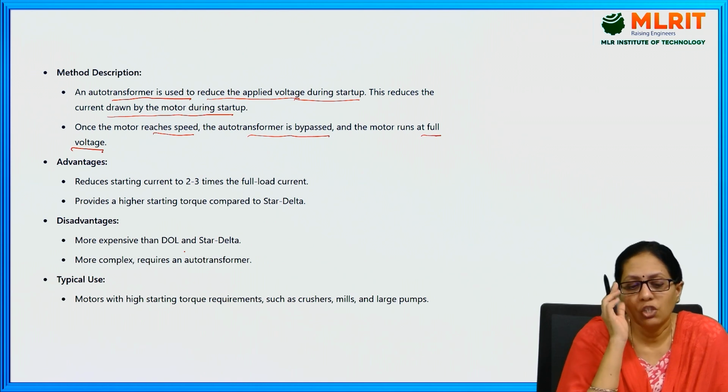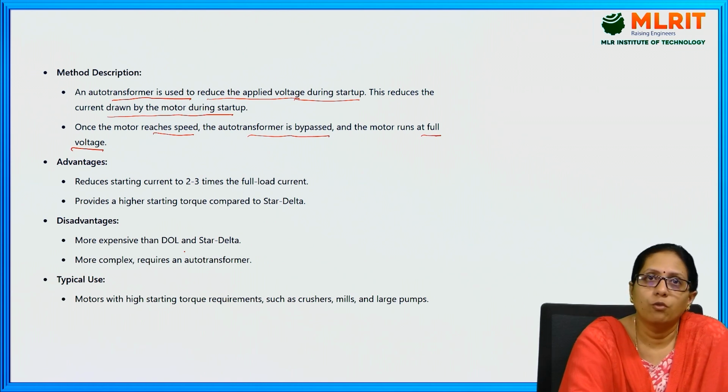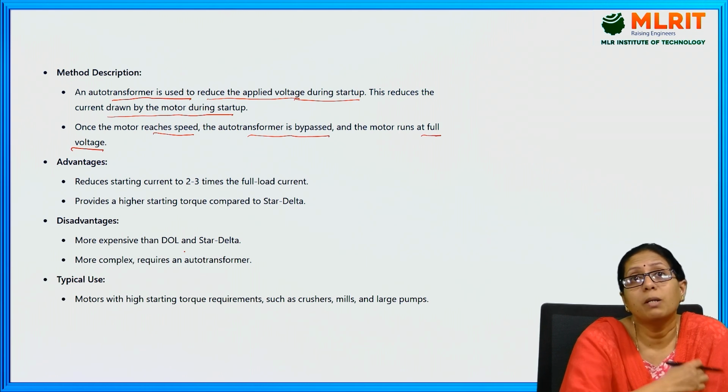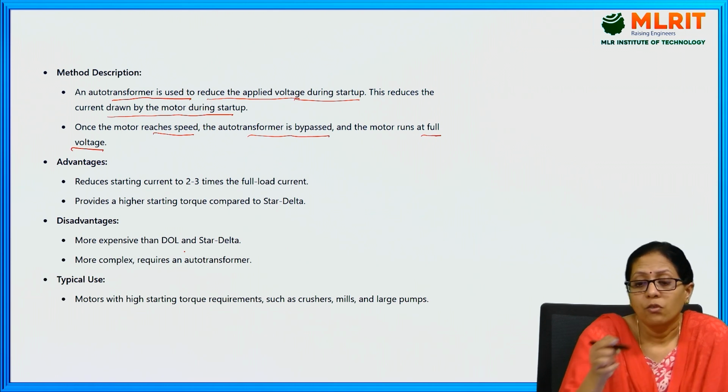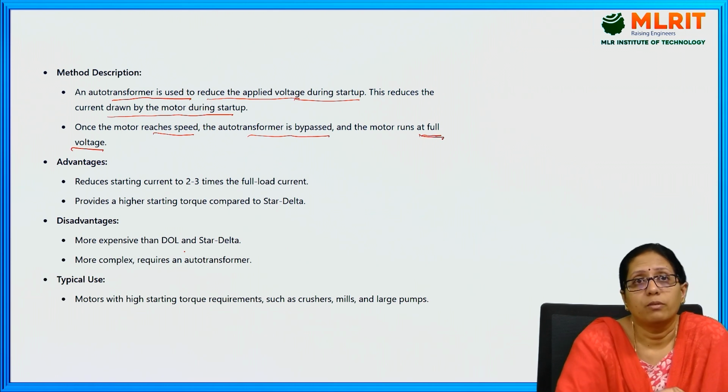That means initially they will not connect to the full load, they will connect it to the minimum load, and by using the auto transformer, we will reduce the initial starting voltage, and once the motor picks up to the speed, then we will disconnect the auto transformer and we can connect the full load to the motor.